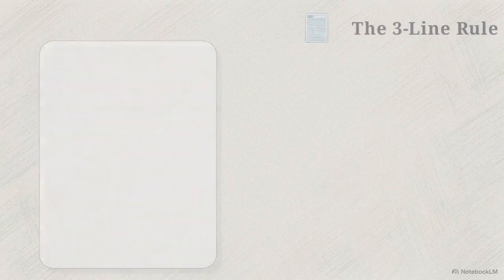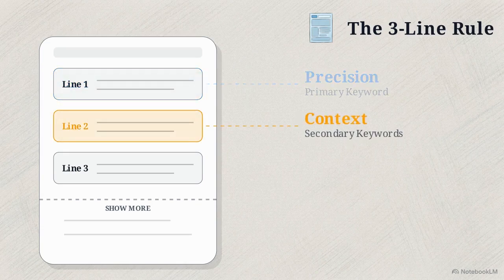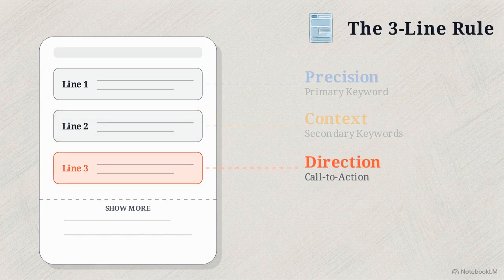To safely format your YouTube description, follow the 3-line rule. Line 1 requires precision. Embed your primary keyword into the first sentence. Line 2 is for context. Weave secondary keywords into a supporting sentence. Line 3 is for direction. Insert a clear call to action.